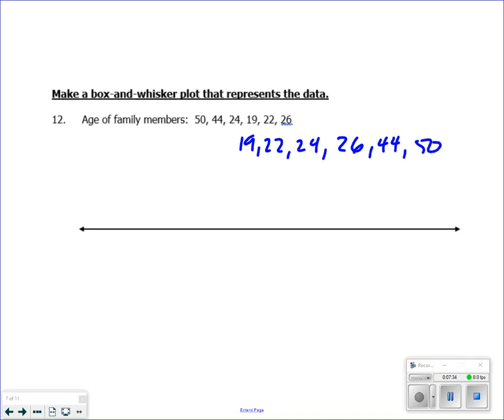So on my number line here, I'm going to start at the bottom, make a tick mark of 19, and then I'm going to go in increments of 5. Actually, let's do it this way. Sorry about that. Let's start off below it. So 15, 20, 25, 30, 35, 40, 45, 50. So I just made a number line that fits all the data.